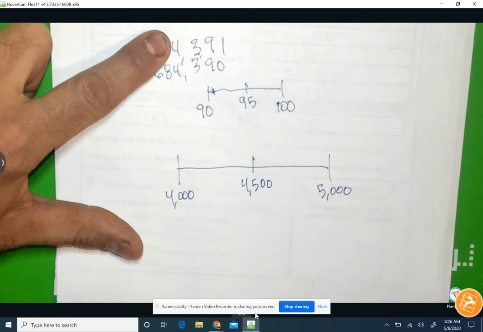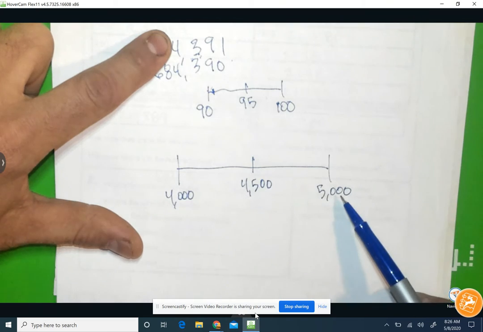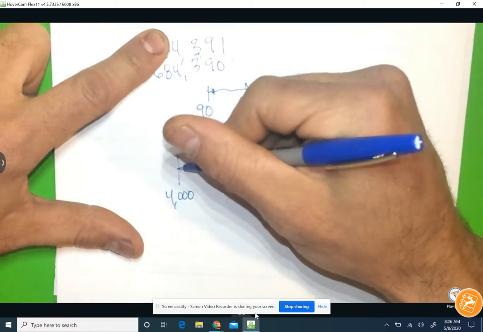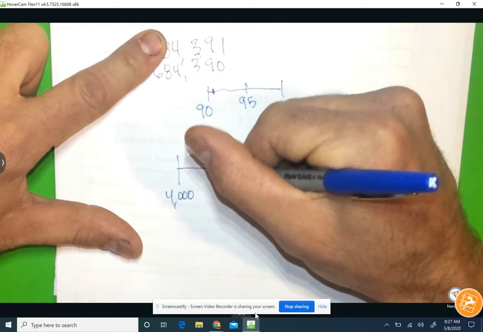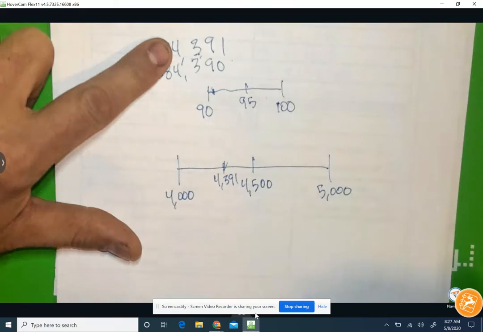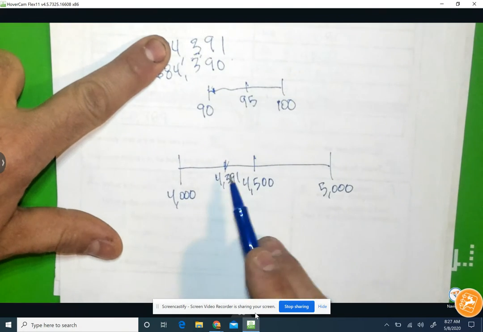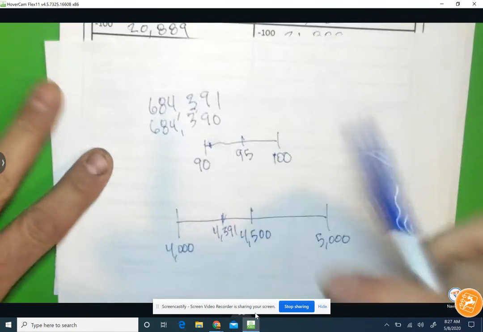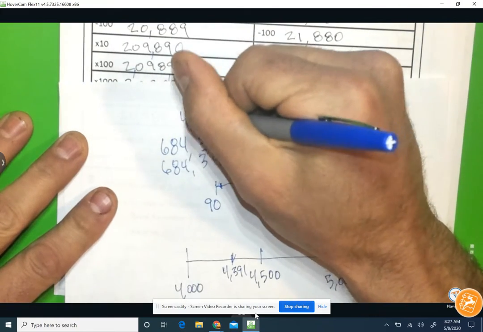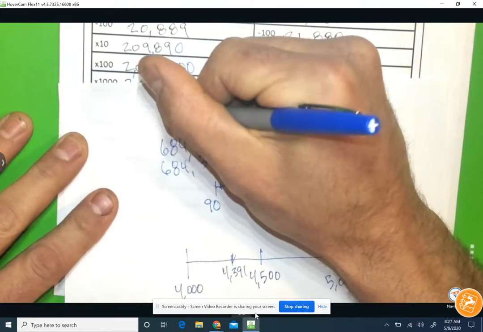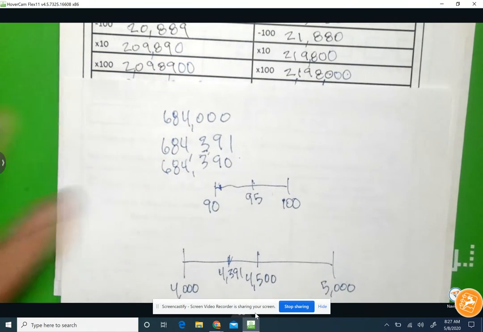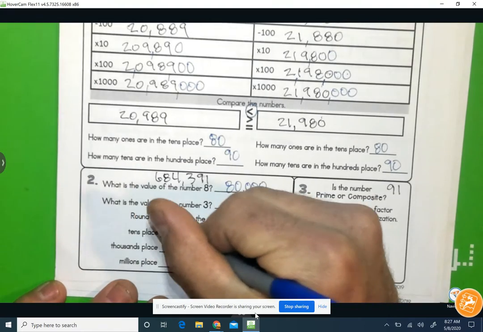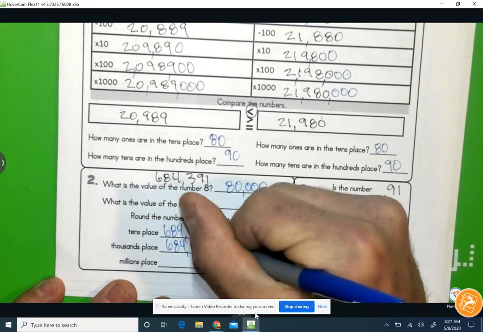And where does 4,391 fall on this number line here? Is it between 4,000 and 4,500 or 4,500 and 5,000? Well, it's over here between 4,000 and 4,500, maybe tucked in right there or so. And that means that 4,391 is closer to 4,000. So when rounding this to the nearest 1,000, notate our 4,000. Everything else to the left stays the same, 684,000.